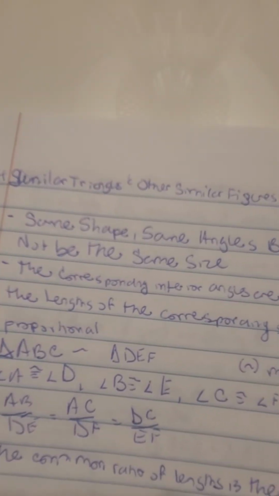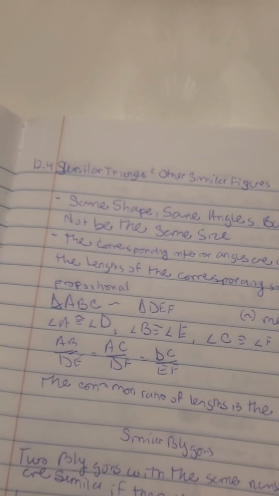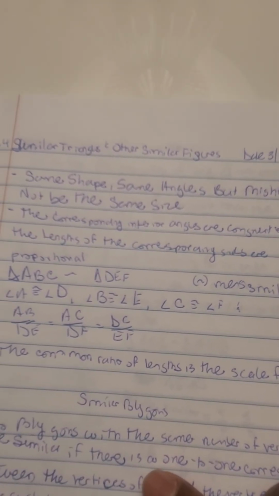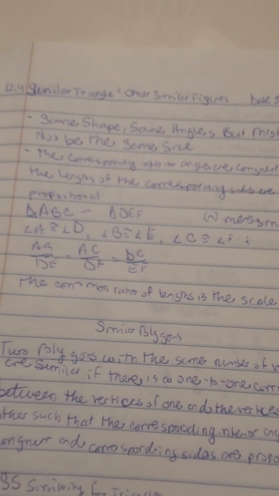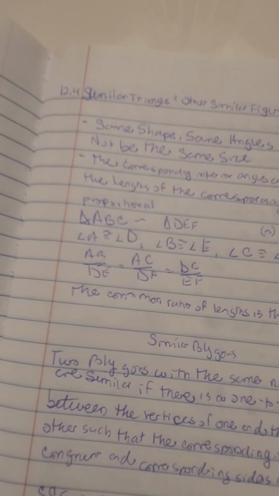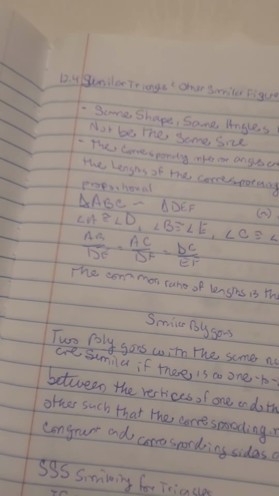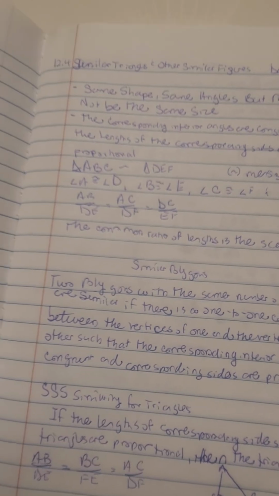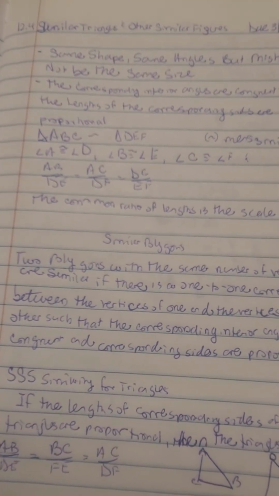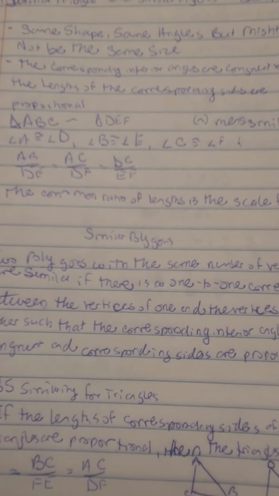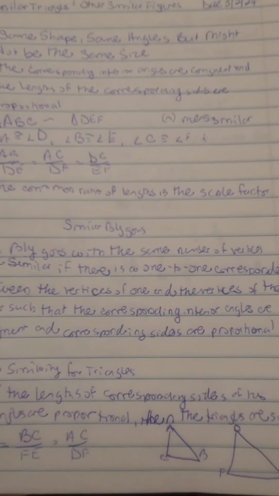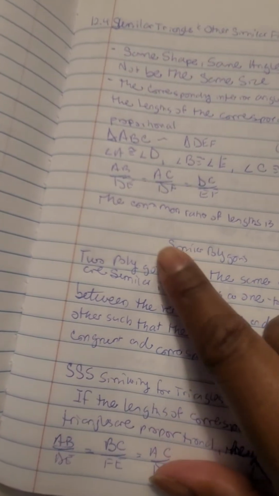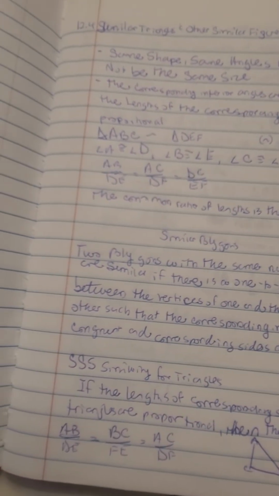Next, we had similar triangles and other similar figures, showing the same shape, same angles, but they might not be the same size. And basically this lesson was trying to show formulas or things you can use to show that they are similar, whether it's similar triangles or similar polygons. Though they might not be the same size, you want to prove that they have similarities between each other. And when you do the equations, the common ratio of the lengths is the scale factor.